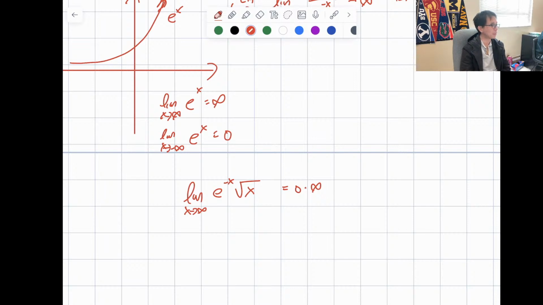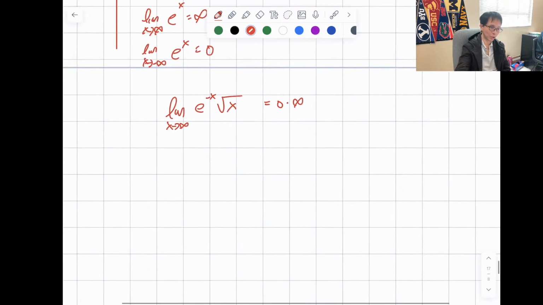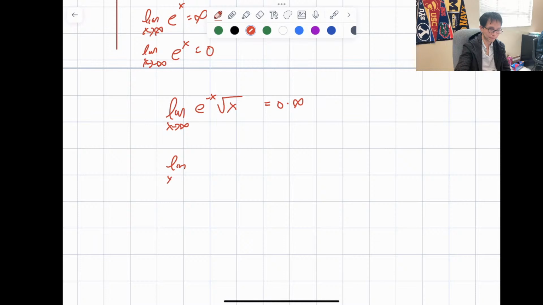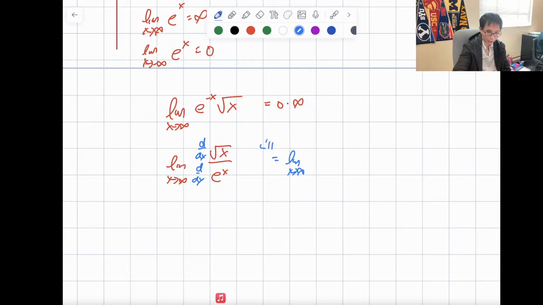But here's a problem. Can I do L'Hopital's rule here? No, it's not in terms of a fraction. Can I change it to a fraction? Yeah, because you could do root x over e to the x, right? Now I can do L'Hopital's rule. I'm going to take a derivative here and a derivative here, and the bottom is pretty easy. And again, this is L'Hopital.